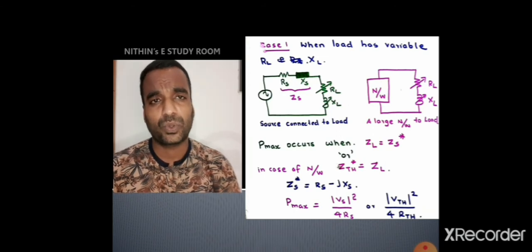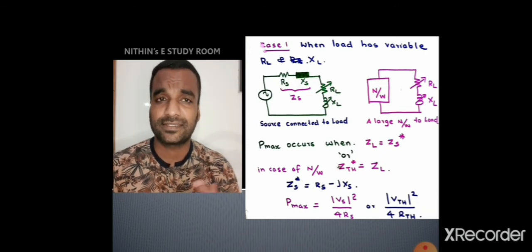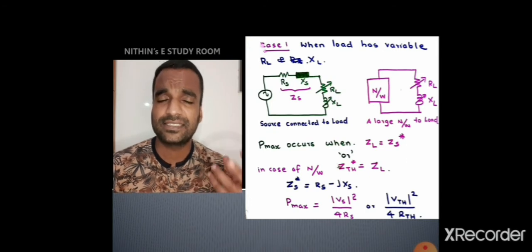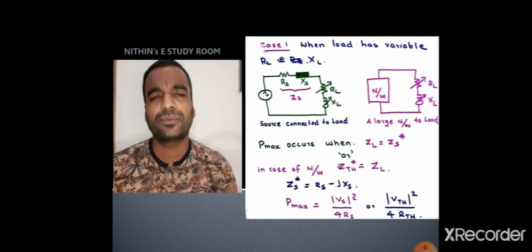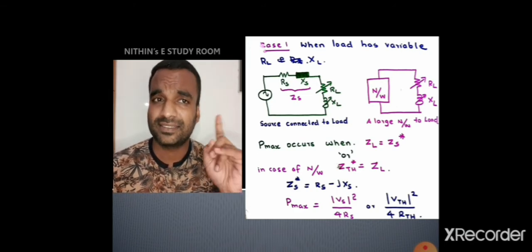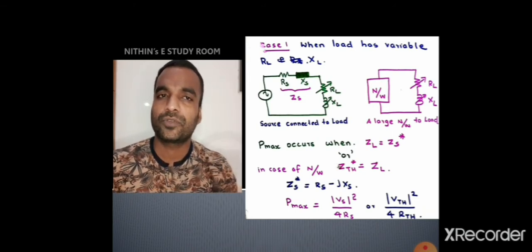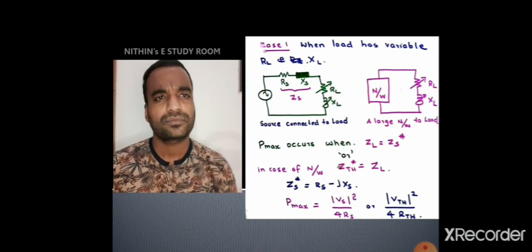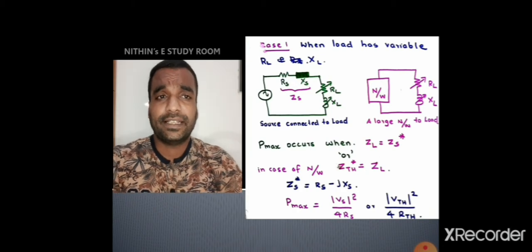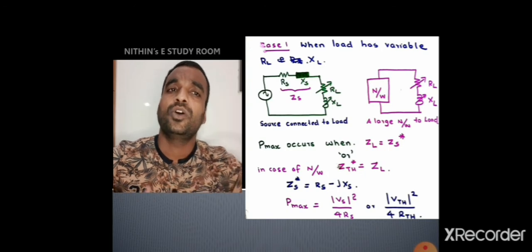An AC load has resistance and reactance, like a motor. A motor has windings, and that winding consists of reactance, inductive reactance. So if it is a motor, resistance will be there and inductance will be there. Correspondingly, resistance of load and reactance of load will be there. Anyhow, what I'm saying is, in the load, both of these components are variable. We can vary RL or we can vary XL.